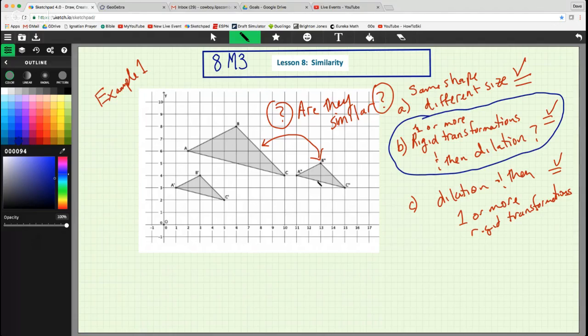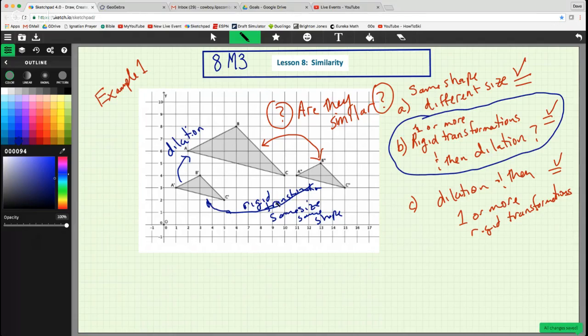And so they want to take this and apply a rigid transformation, which gives two congruent objects. This is a rigid transformation, right? Same size, same shape. And then they do a dilation. And let's look at that.